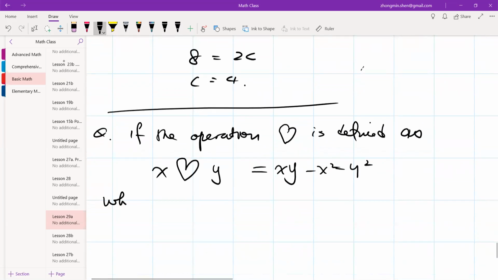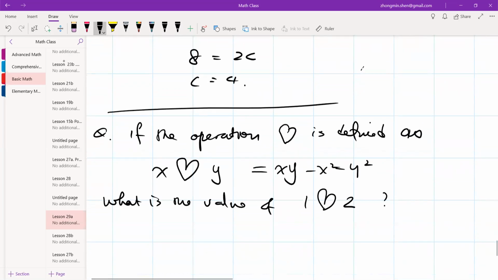These type of problems. What is the value of 1 star 2?